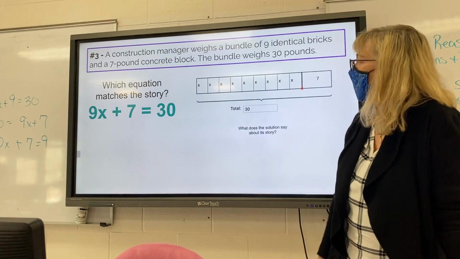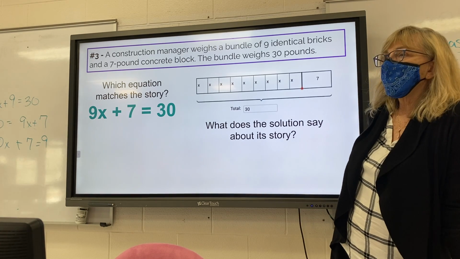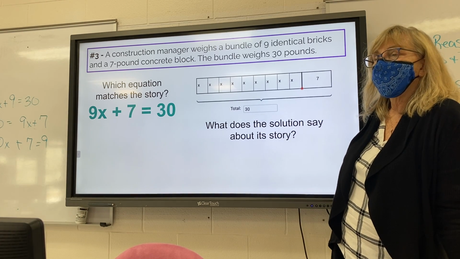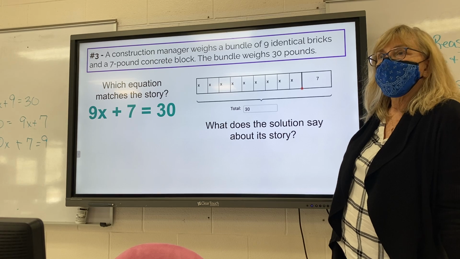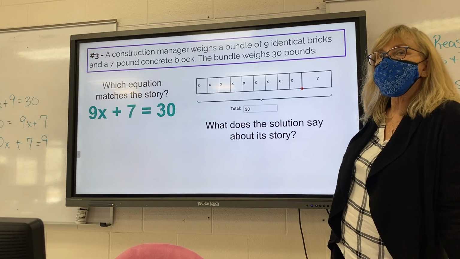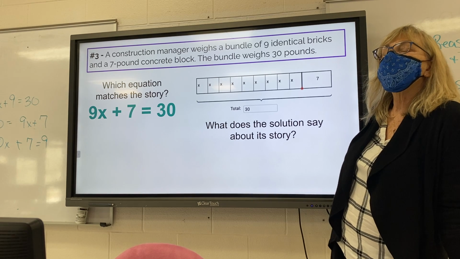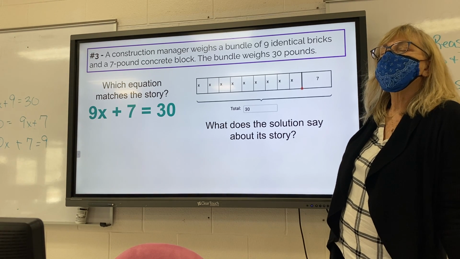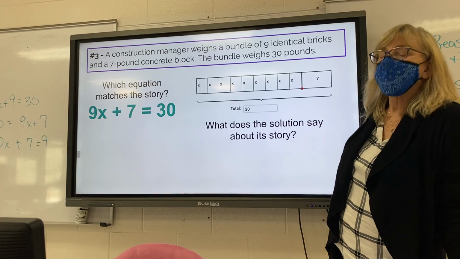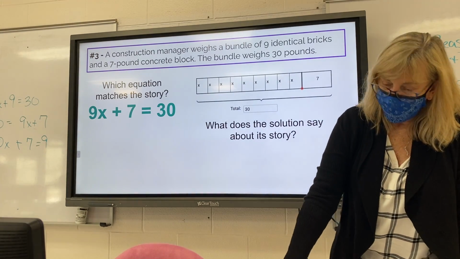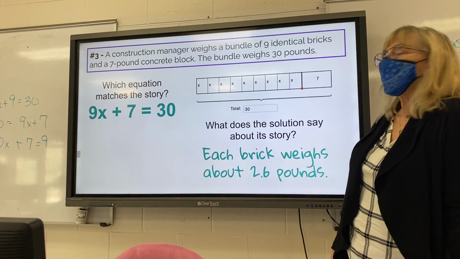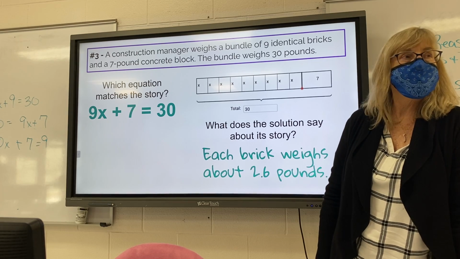Okay, how are we going to solve that? Oh, we already solved this one, didn't we? Yes. What did we get? 2.6. So what does that mean in terms of this story? Each identical brick in the bundle of 9 weighs 2.6. 2.6 what? Pounds. Each brick weighs about 2.6 pounds.